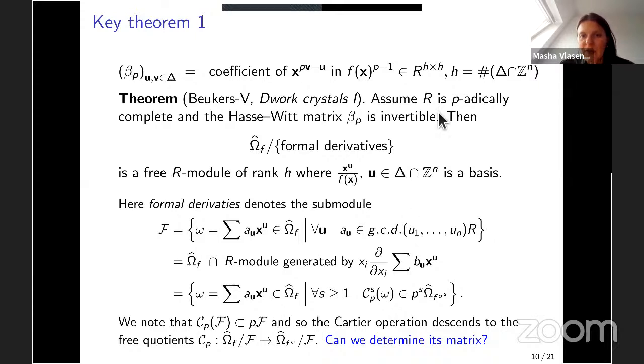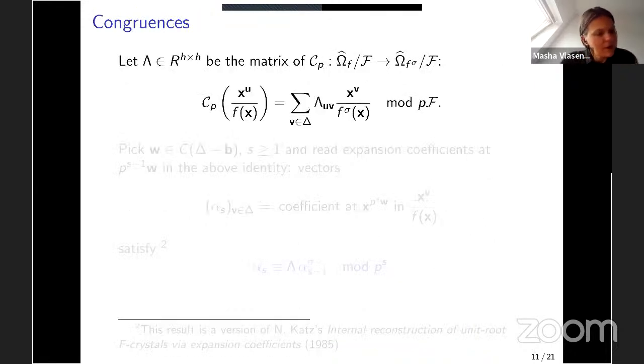And note that if we started with a ring R which was not p-adically complete, for example, if we worked with Laurent polynomials with coefficients in Z, then at this point we have it p-adically complete. So Z turns out to be Z_p, and the coefficients of this matrix are elements in the p-adic completion. Okay, so let lambda be the matrix of the Cartier operation in the two bases from our theorem. This is the definition of this matrix.